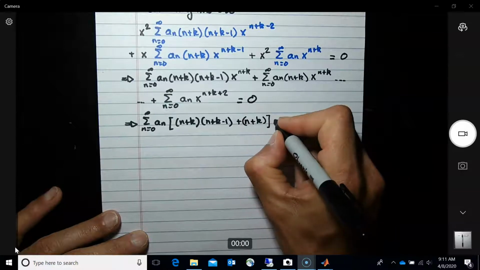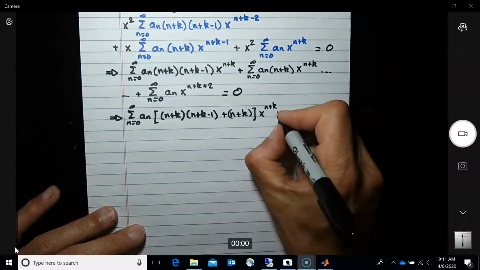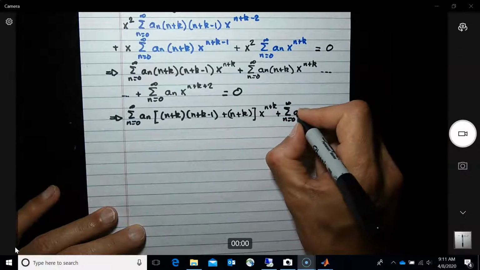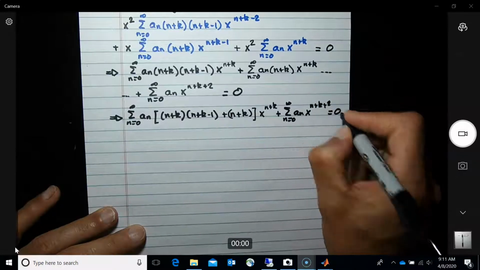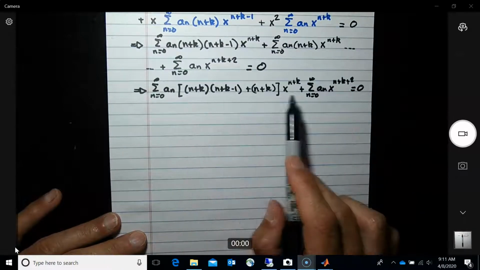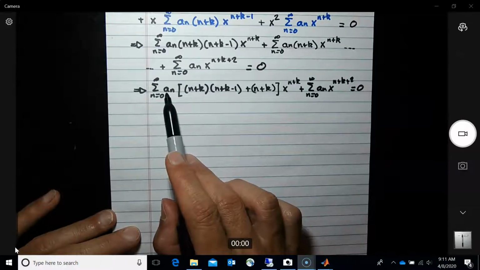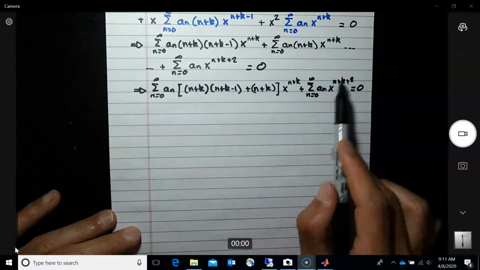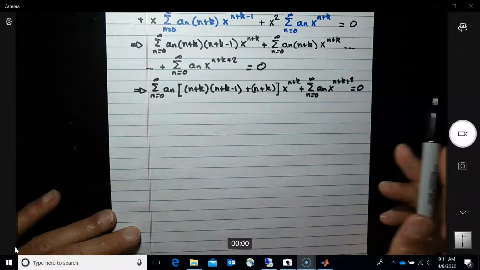Alright, and this would be x to the n plus k, plus the last term over here, plus the summation n equal to 0 to infinity a sub n x to the n plus k plus 2. Okay, so what do we know about this equation? In order for this equation to be satisfied, let's say when this a_n is different than 0, it can only be satisfied because this is always equal to 1, never equal to 0, x to the power. So these two terms, either this one or this one, must be equal to 0.